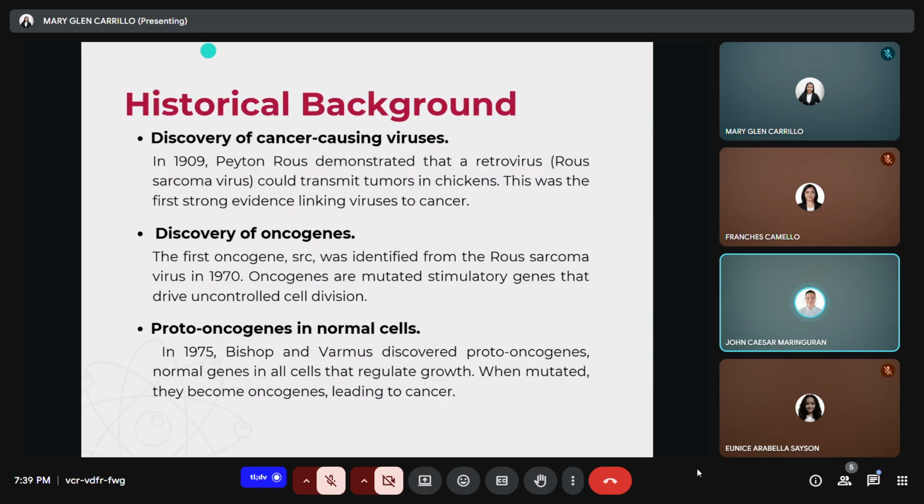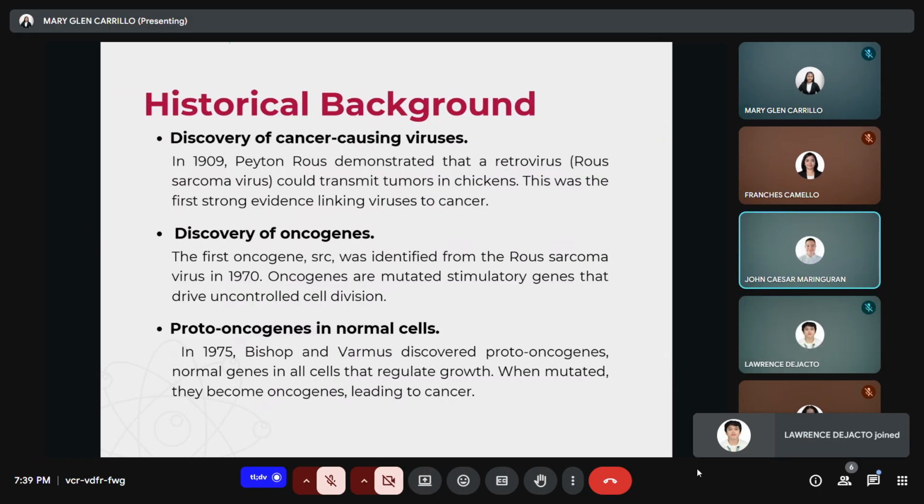Discovery of cancer-causing viruses. All right. So in 1909, Peyton Rous showed that a virus could actually cause tumors in chickens. This was called the Rous sarcoma virus. His discovery gave us the first strong evidence linking viruses to cancer.